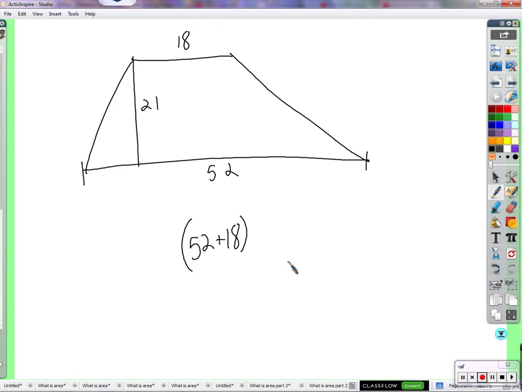Yeah? Okay, so this is 70 times 21. So this is like the base times the height of that rectangle that we can make. And then times 1/2, or divide by 2. It's all the same. Okay, so that's like 1/2 times 70 times 21. That's 35 times 21.